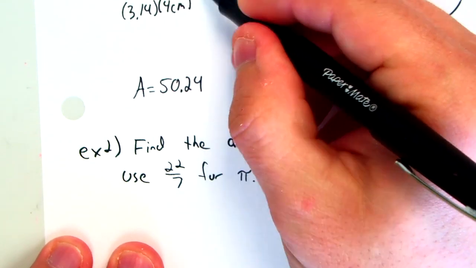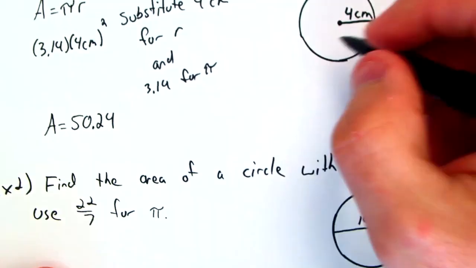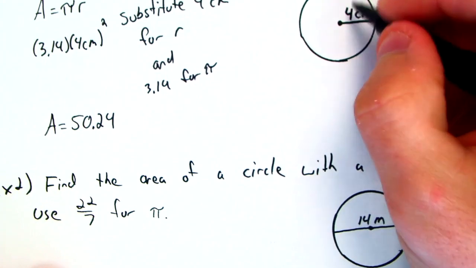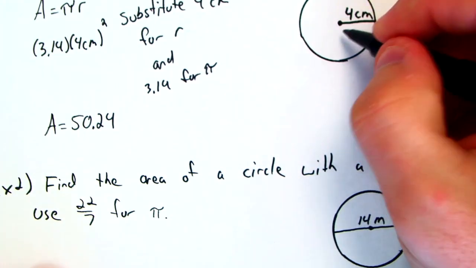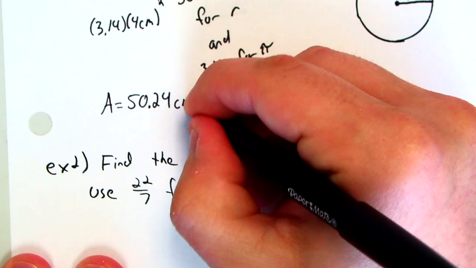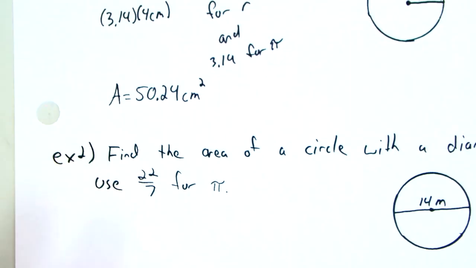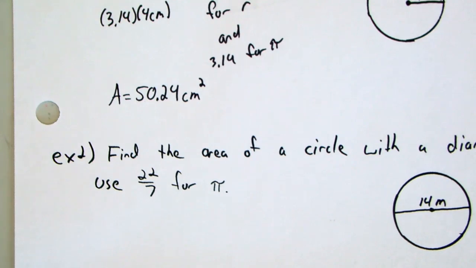Now, centimeters here are units, but we multiplied it in both directions. So we multiplied it in this direction, and really in this direction as well. So because we multiplied in 2 directions, we're going to have centimeters squared.